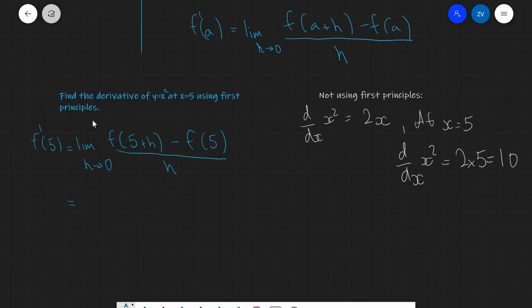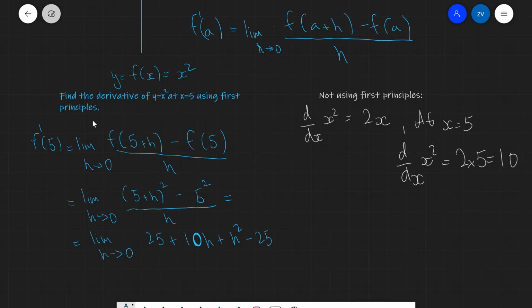Okay, well, this is equal to the limit as h approaches 0 of, now the function is x squared. I'll just write this down over here, that y is equal to f of x is equal to x squared. Now, x squared, when x is equal to 5 plus h, will be equal to 5 plus h squared minus 5 squared, like so. And then we're going to be dividing that by h, which is equal to the limit of this function as h tends towards 0 of 25 plus 10h, because it's 2 times 5 times h, like so, plus h squared minus 5 squared, which is 25, and then we're going to be dividing this by h.